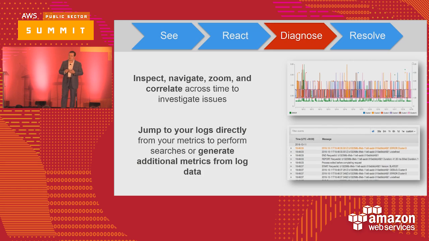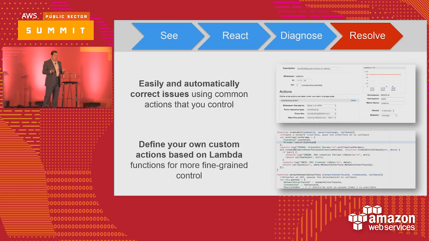You can also inspect, navigate, zoom in, correlate issues across time to investigate what's going on. And this is a fairly new feature. So if you generate metrics from your CloudWatch logs, you can jump directly to those logs from the metric. And you can also generate additional metrics from your log data. So for example, if you're creating a metric on how many 404s you have, that's something you can do. So then you can take action and correct issues automatically off of what's going on in your logs.